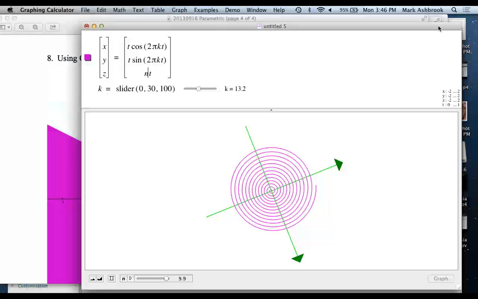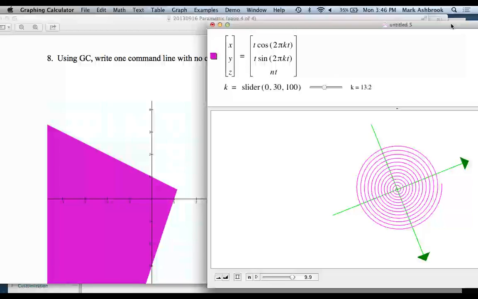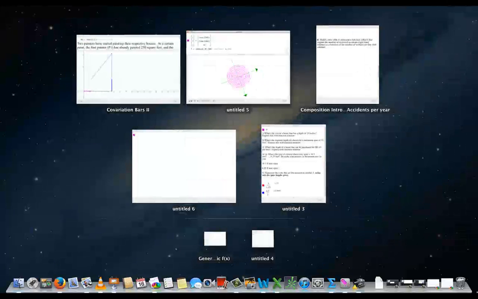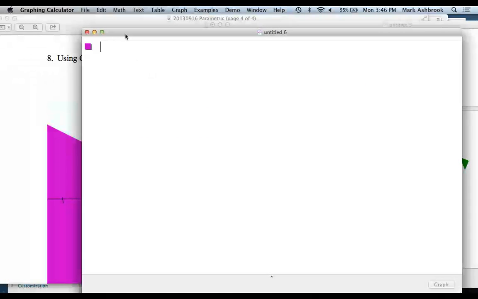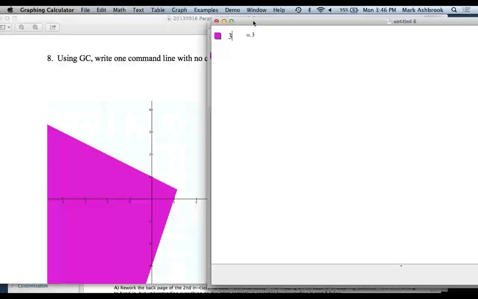So what did you find? Do you remember what you found? It was 3x minus 3 is less than y is less than negative 0.5x plus 1. Okay. So why does this give a solid block of color?